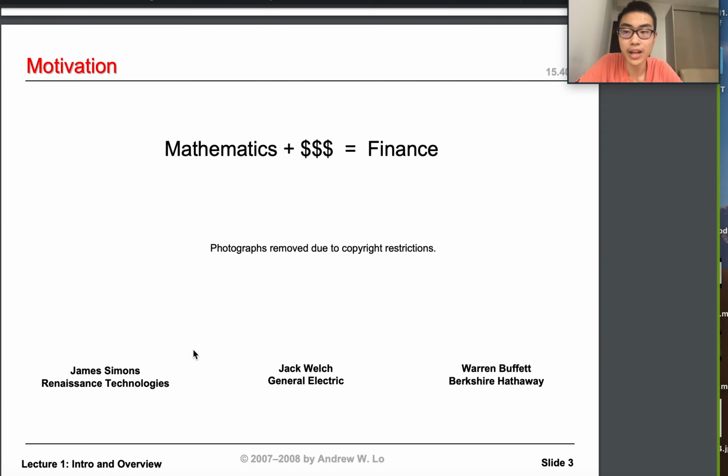So James Simons is pretty successful. Actually, his take-home pay is $1.6 billion. That's his take-home pay, W2, not his net worth. So James Simons is a typical person in finance who actually applies mathematics.